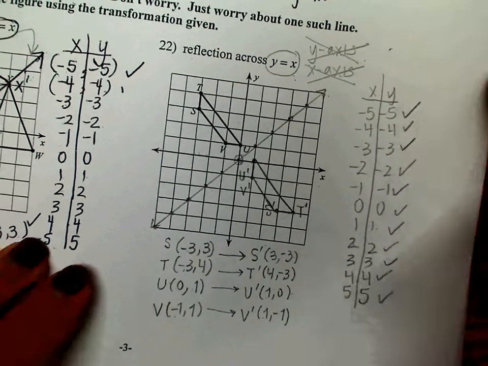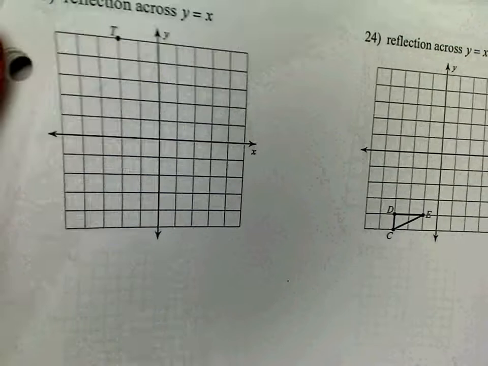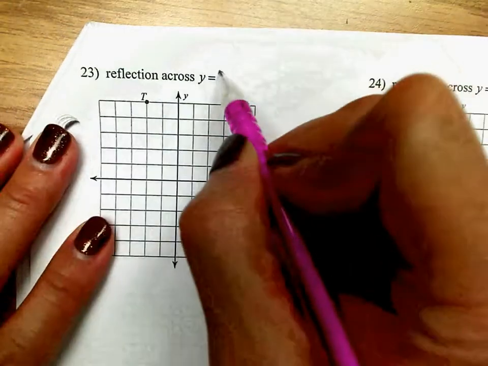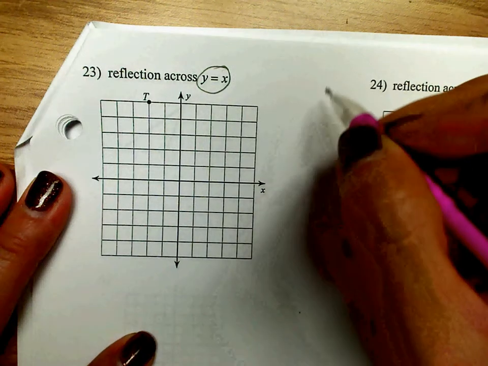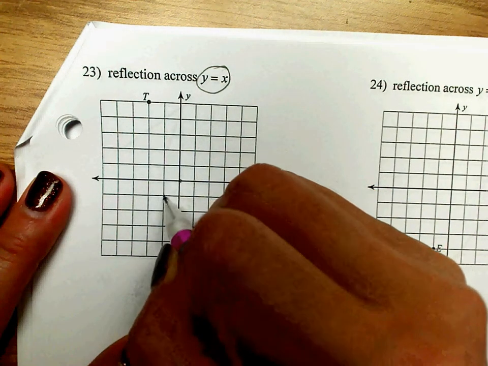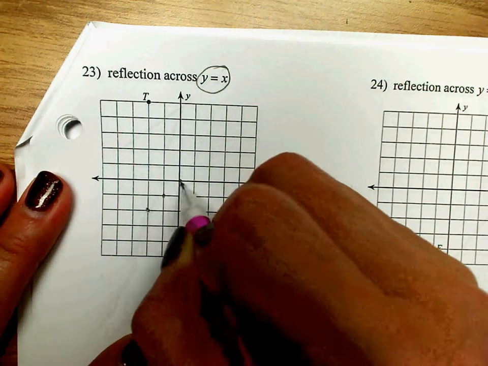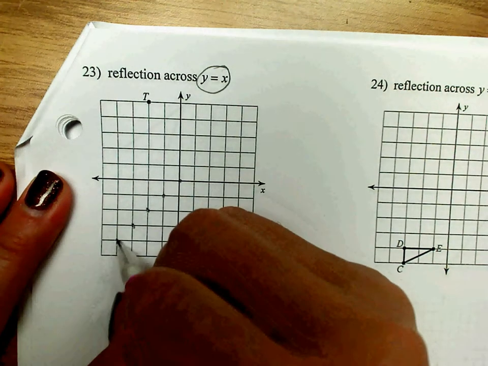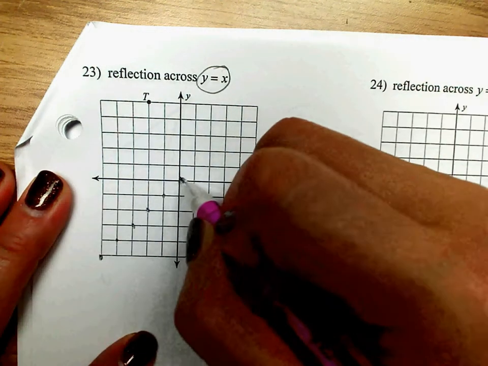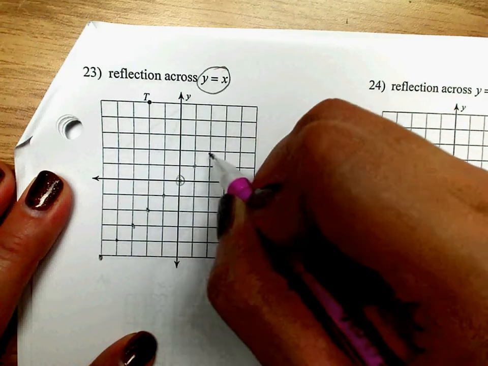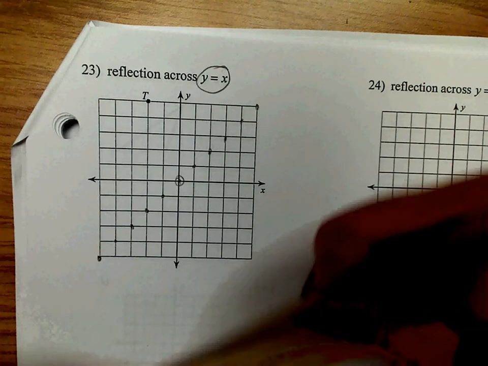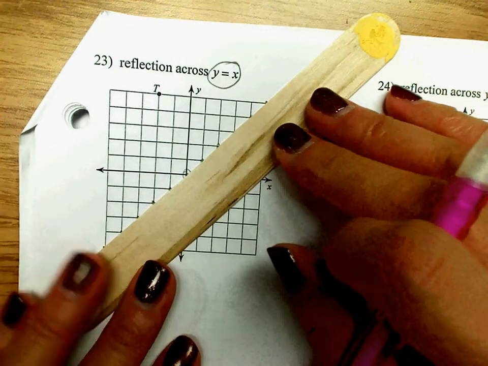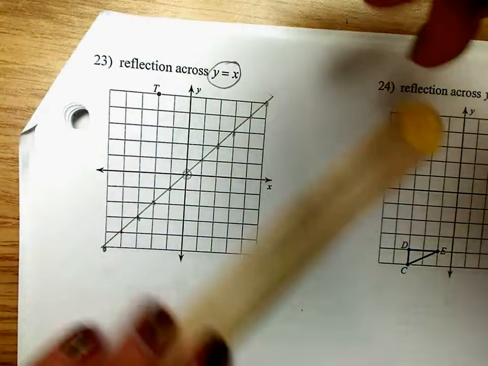Let's go to 23. Once again, we're reflecting over the line y equals x. If you want to draw the table, you can, or just know negative 1, negative 1, negative 2, negative 2, negative 3, negative 3, negative 4, negative 4, negative 5, negative 5, 0, 0, then 1, 1, 2, 2, 3, 3, 4, 4, 5, 5. And then if you want, you can draw the line using any straight edge. So here's my line.